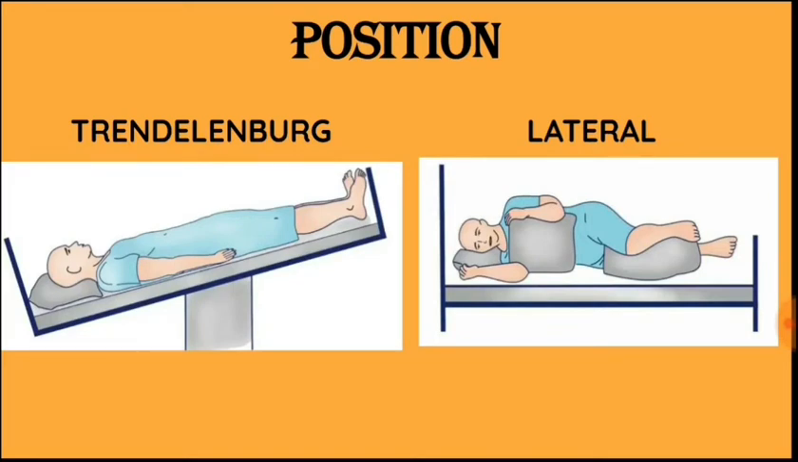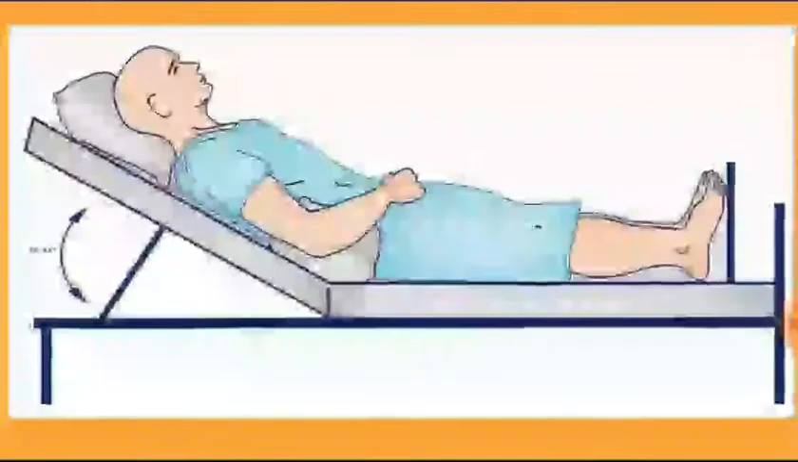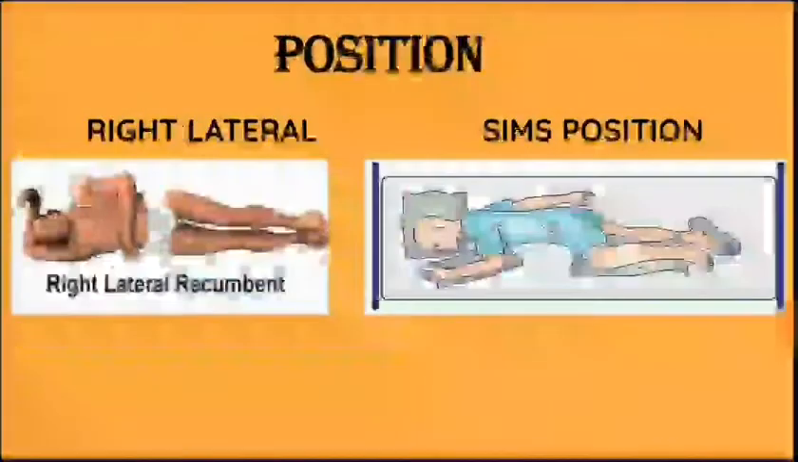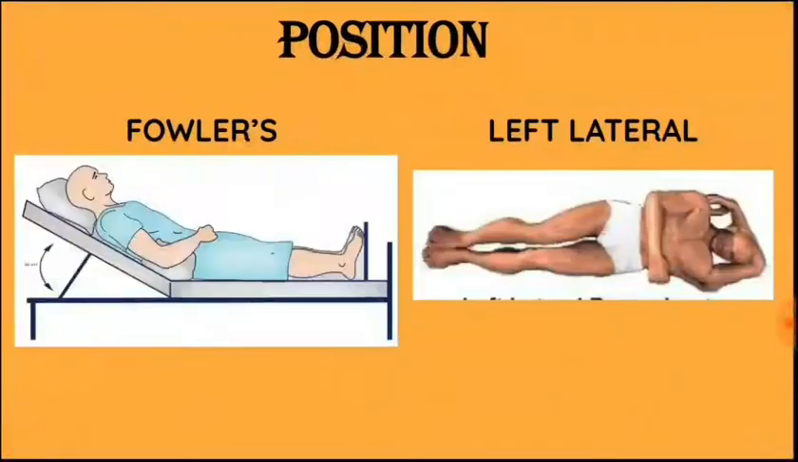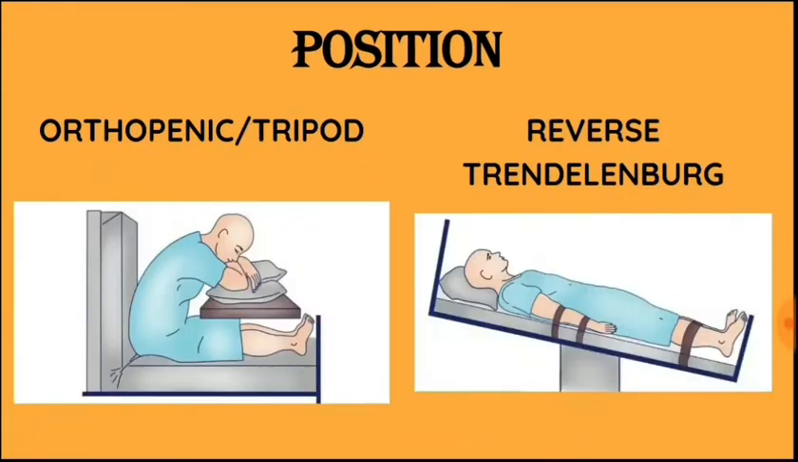And lateral position, making the patient to sleep sideways, is called as lateral position, by placing the pillow in front of his chest as well as below one leg. Moving on to the Fowler's position, you can observe that the position of the patient is in such a way that it has 30 to 45 degrees. Okay. Then we have left lateral. So the position of the patient is in left lateral form. Then right lateral, the same right lateral recumbent.